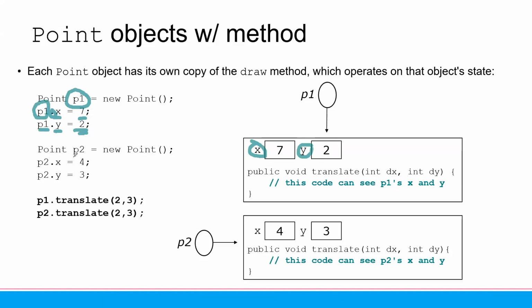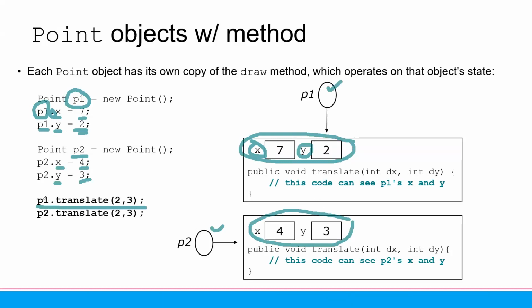And then we have p2, a new object, and then we have another x and another y, and the value is 4 for x and 3 for y. So we can have x equals 7, y equals 2, and here x equals 4 and y equals 3. This is for p2, this is for p1. Now, I want to translate: p1 dot translate 2, 3.